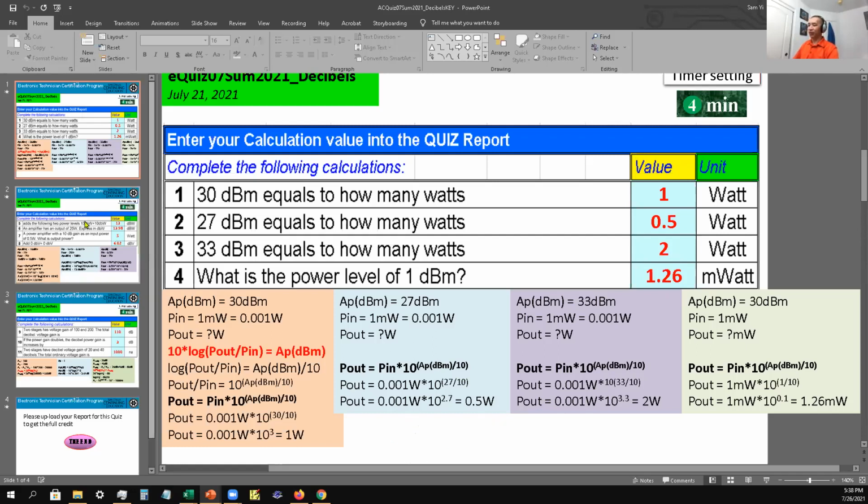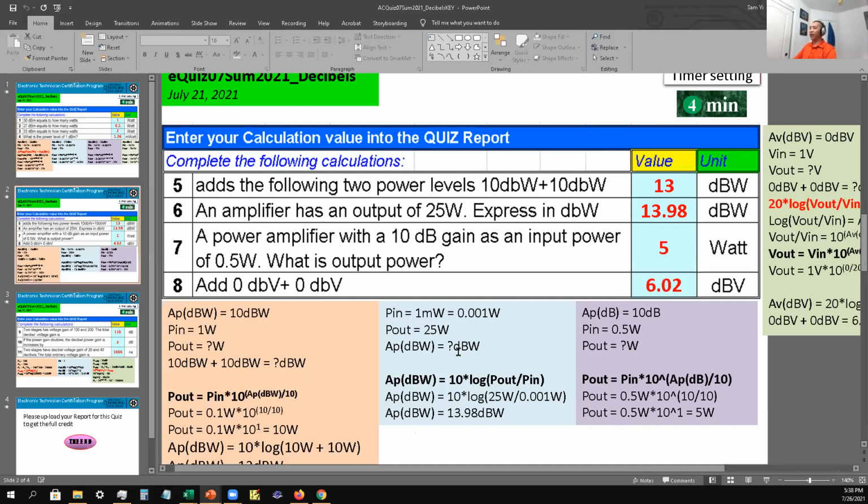All right, so now we got number 5. Now they said adding the following two powers level, 10 dBW plus 10 dBW. When you have the dBW and dBW, we can't add it directly. So the first thing we want to do is convert this to ordinary gain first. So that's what I did on this one here.